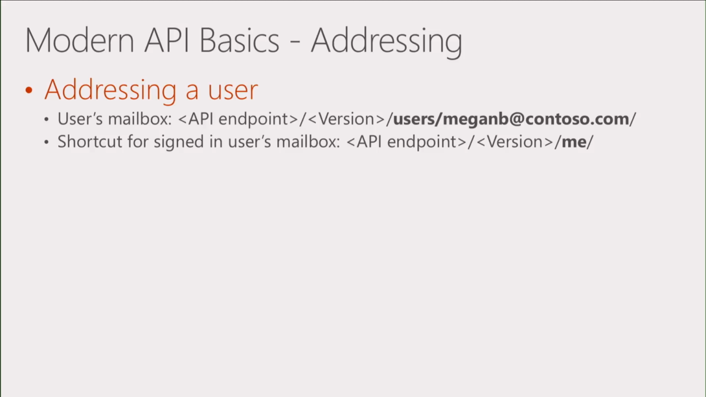Now, it's very convenient for applications which always have a user login, and are only going against that user's information. You don't have to keep finding what their email address is and append it after users. Instead, you can use a shortcut, /me. What /me is telling Graph or the Outlook endpoint is, whichever user is mentioned in the token, because the token has user context, that's the user's mailbox I want to go to. Very convenient.